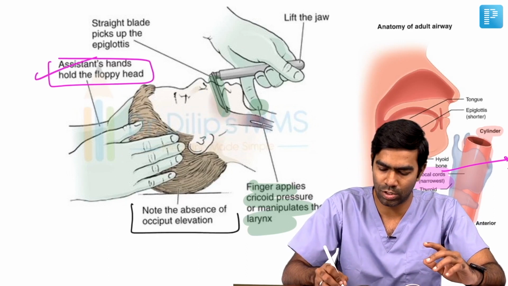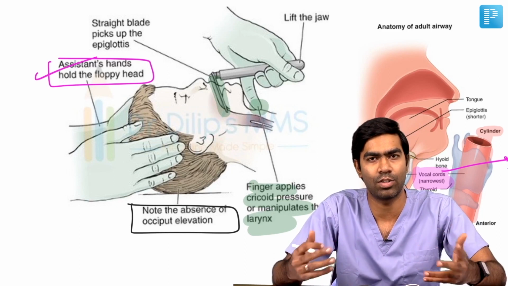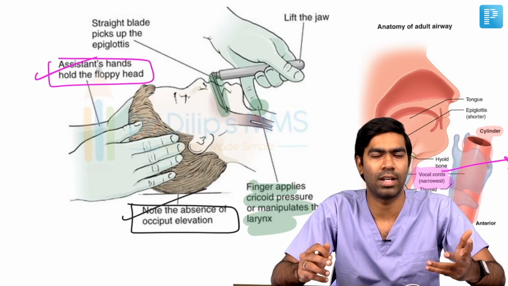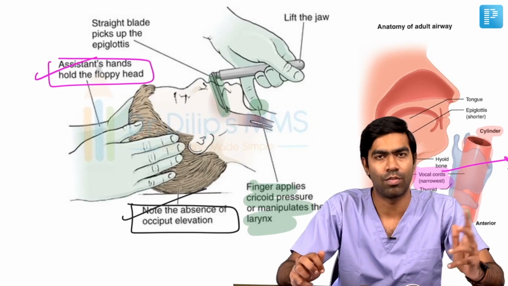And remember, there is no occipital elevation. I told you children will naturally be in the sniffing position in the anatomy. So you don't need any separate elevation of the occiput to achieve that sniffing position. So these are some of the differences that you have to know for intubating a child.